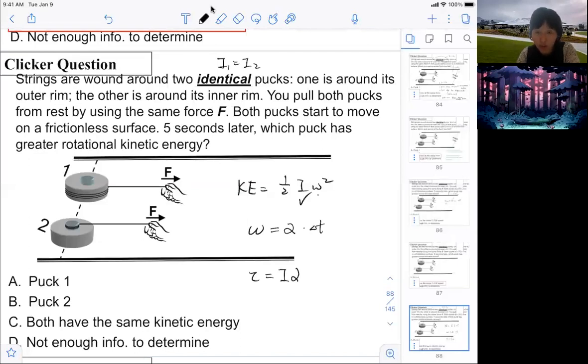So really we're comparing omega between them. Omega is alpha times delta t. All t is the same after 5 seconds. So really we're comparing which one has a bigger angular acceleration. But again, what generates angular acceleration? Torque, right? Torque generates angular acceleration. Torque equals I alpha. So I is the same. Now we're comparing which one has a bigger torque applied to it. So which one do you think? 1 or 2 has a bigger torque applied to it?